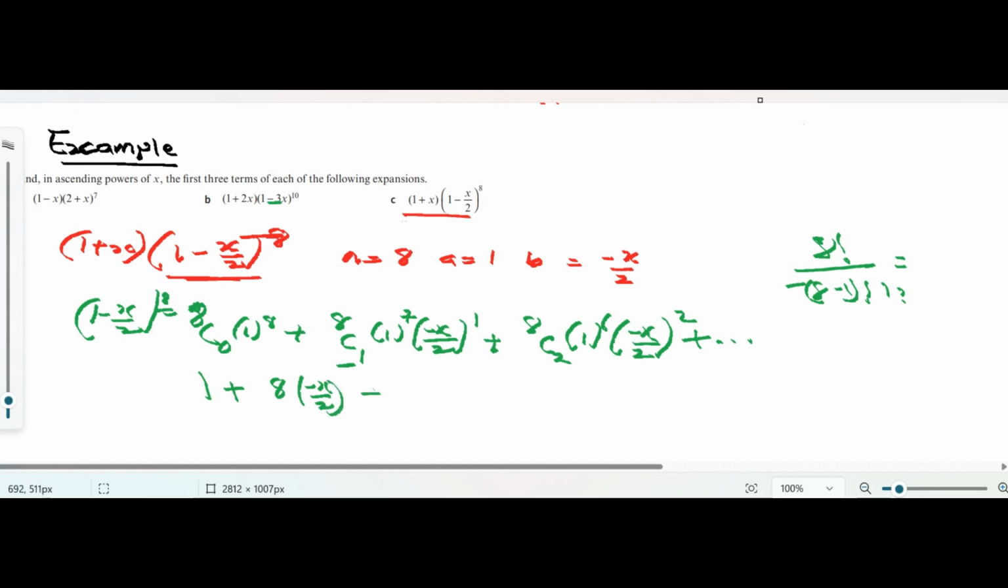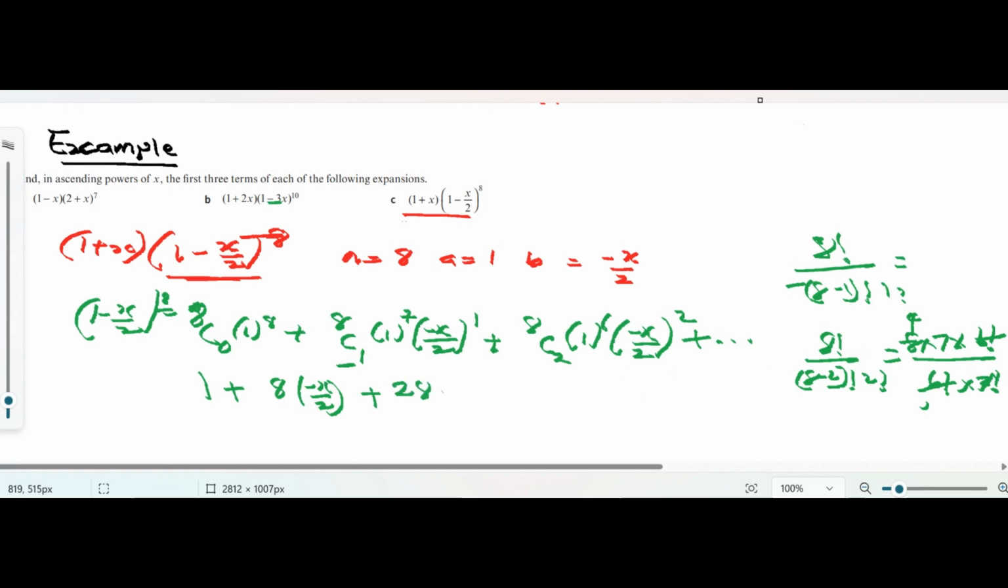So I'll come to this side, plus I have 8 combination 2, which is 8 factorial over 8 minus 2 factorial over 2 factorial. That will give me 8 times 7 times 6 factorial over 8 minus 2, which gives me 6 factorial times 2 factorial. So this 6 factorial will take care of 6 factorial. 2 here 1, 2 here 4. So 4 times 7. 4 times 7 will give me 28.